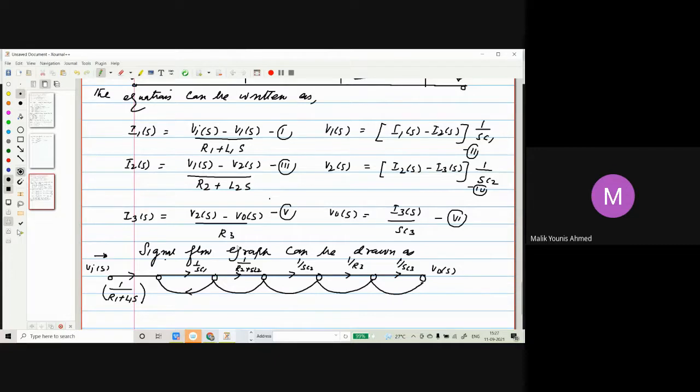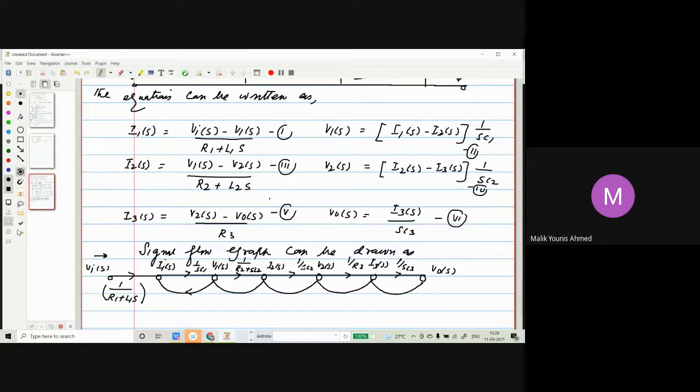So now, what are the voltages we'll be using first? The first current, I1 of S, is the difference of Vi of S and V1 of S. Similarly, current number 2, I2 of S, is the difference of V1 of S minus V2 of S. Next current is I3 of S, the difference of V2 of S minus V0 of S.